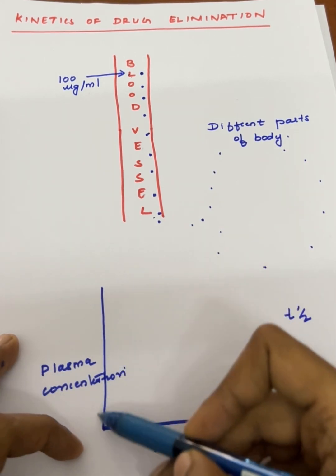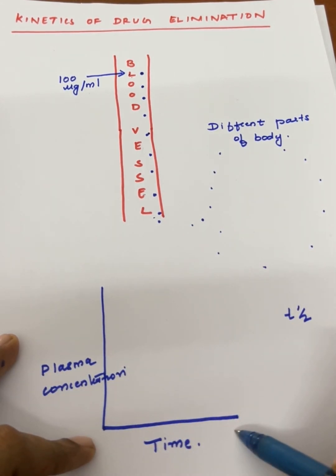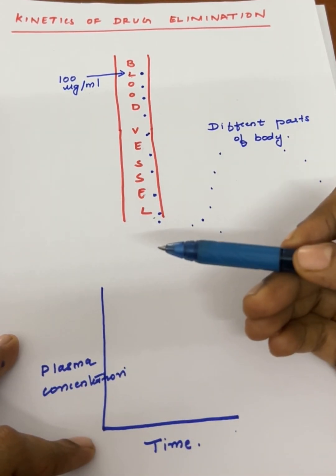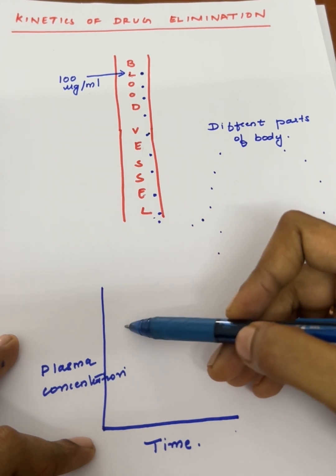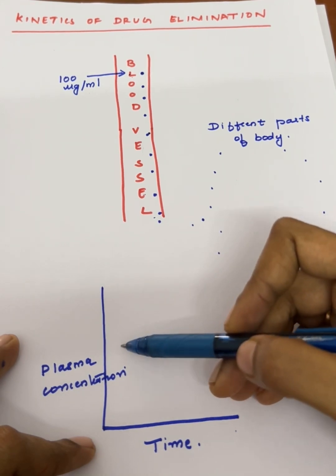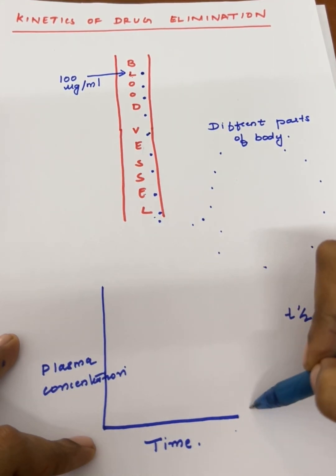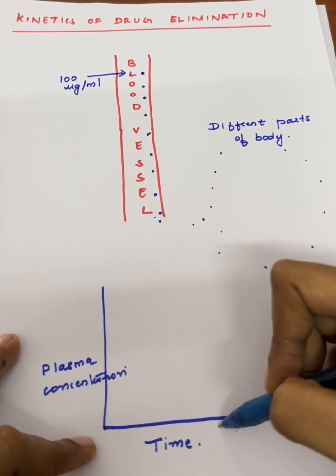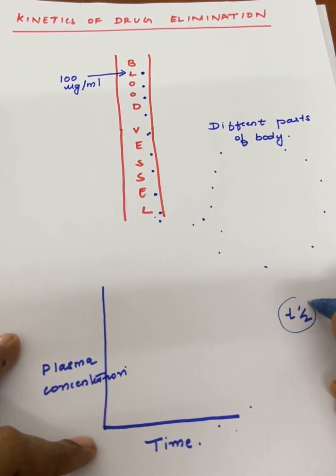Now we are plotting a graph here by taking repeated blood samples. The fall in the plasma concentration of the drug as related to the time can be plotted, and from that we can find out the plasma T half. So we need to know what is this T half. T half is the time taken, that is the time duration in which the plasma concentration of the drug falls by 50% of the earlier value.